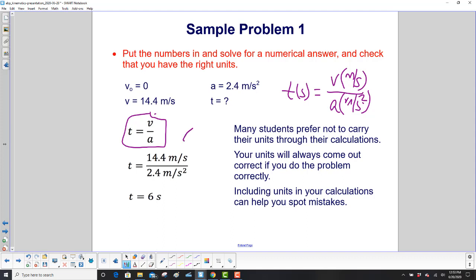So here we go. T, the velocity, is 14.4 meters per second. Here's our acceleration. And we divide through. We get t is equal to 6 seconds. So here we go. Your units will come out correct if you do the problem correctly. And including your units in your calculations can help you spot mistakes. But I think in this case we can just put it in at the end and we'll be okay.